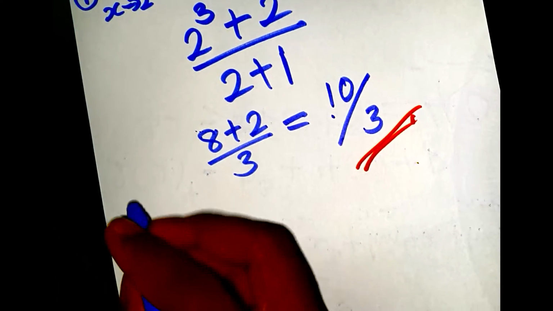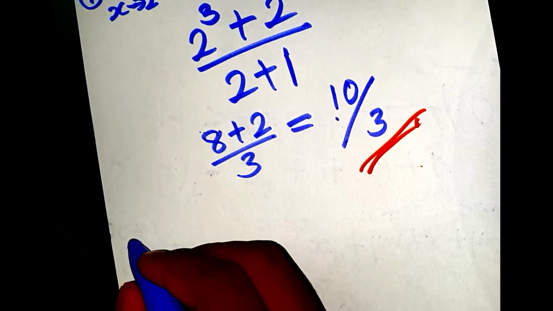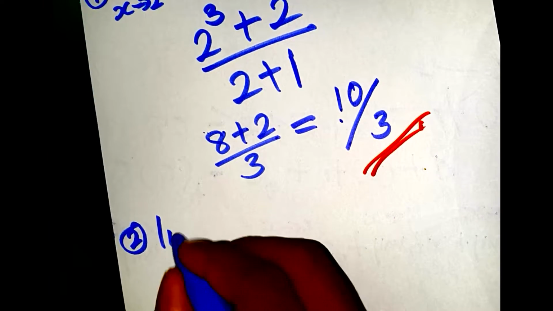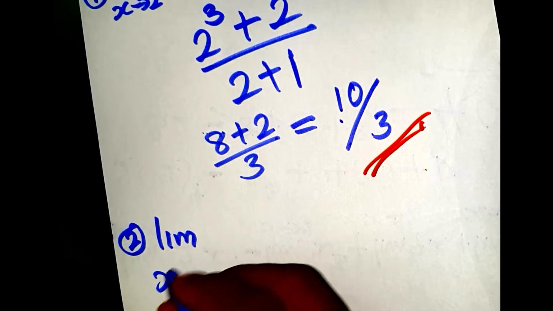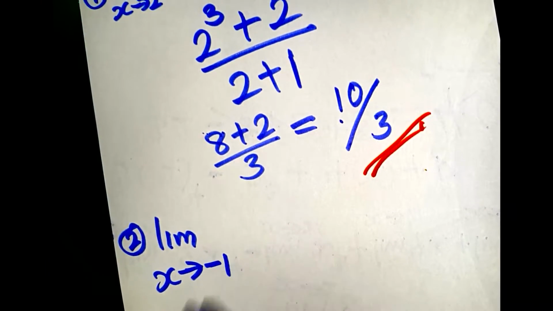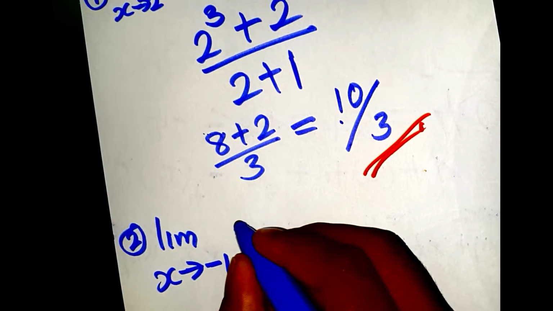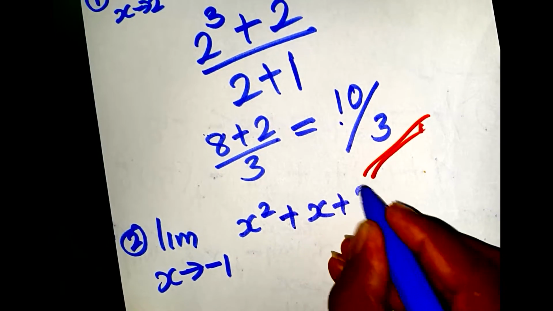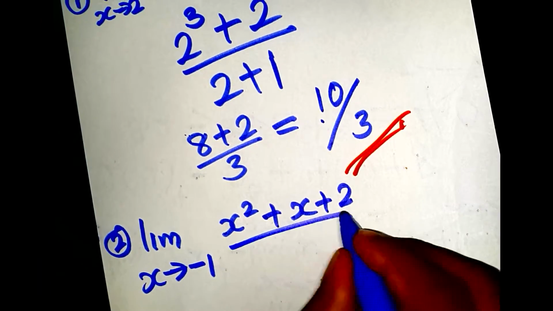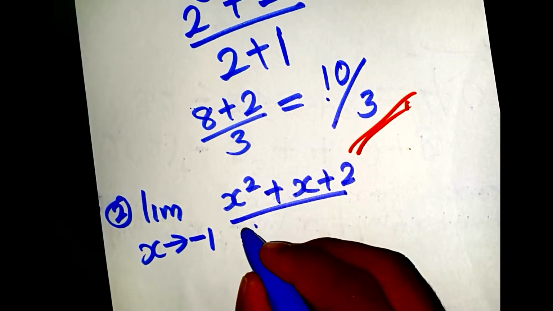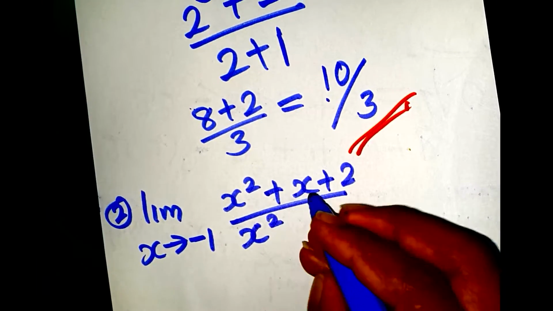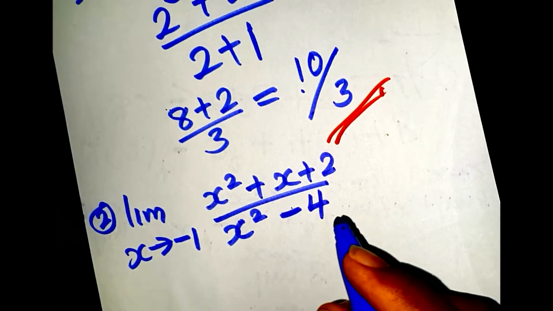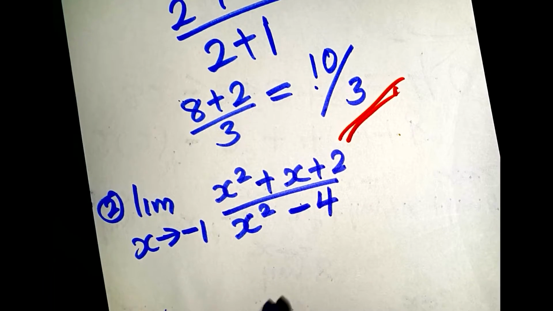Then the other example I have here with me is limit x tends to minus 1 of (x squared plus x plus 2) all over (x squared minus 4). Same thing, we apply the same method here.